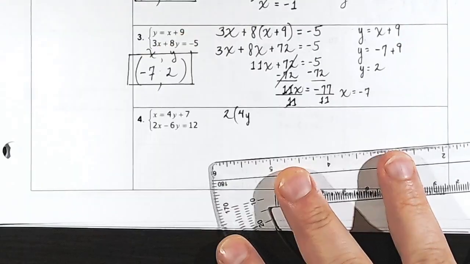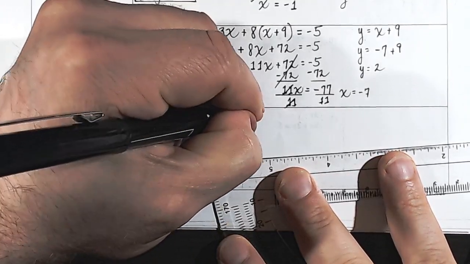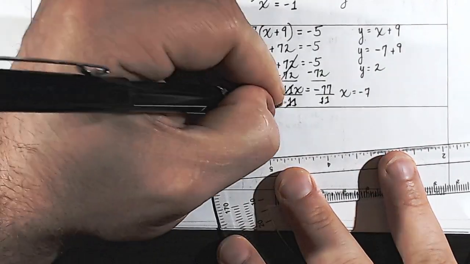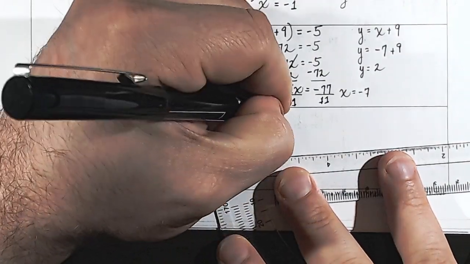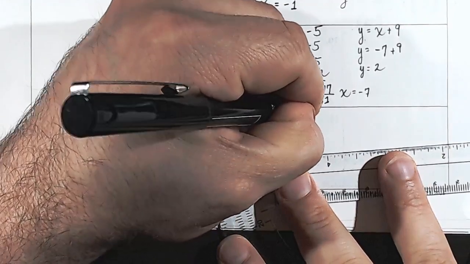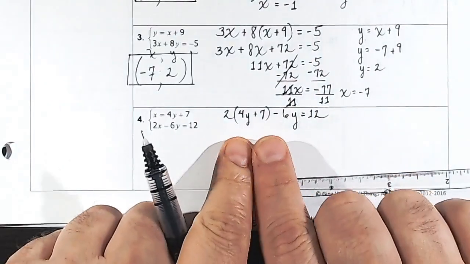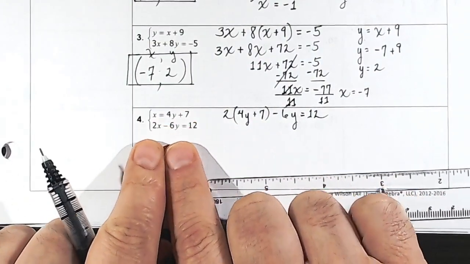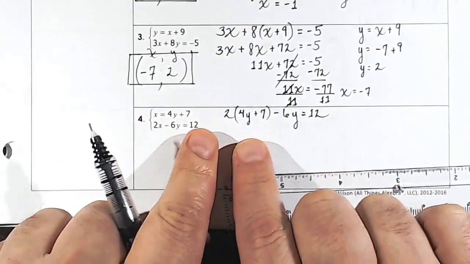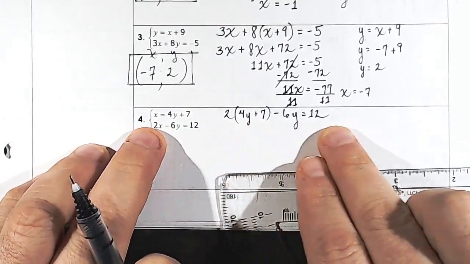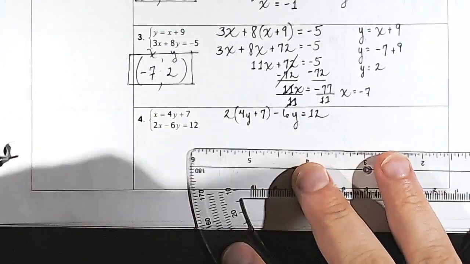4y plus 7, close parentheses, minus 6y equals 12. See, what I've done is I've plugged in what x equals in the first equation into where the x value is in the second equation. And now I only have y letters here. So I'm going to solve for y.